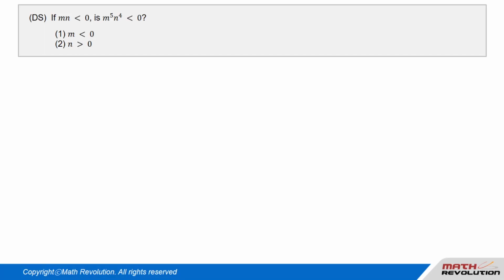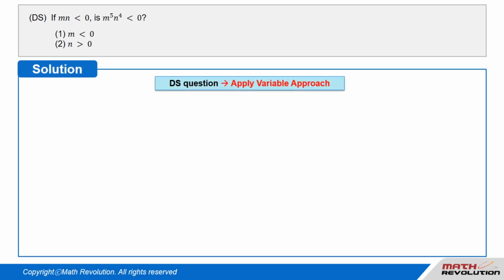Question: DS. If m times n is less than 0, is m to the power of 5 times n to the power of 4 less than 0? Condition 1: m is less than 0. Condition 2: n is greater than 0. Solution: let us solve this DS question using the variable approach.